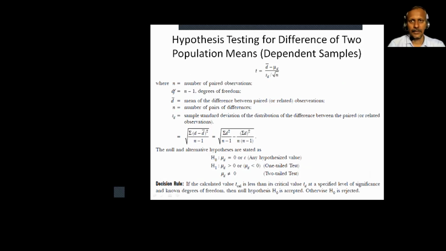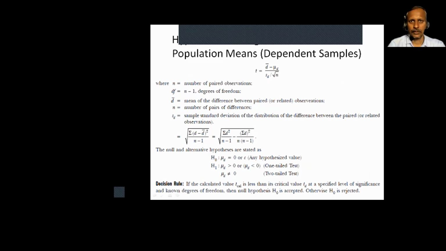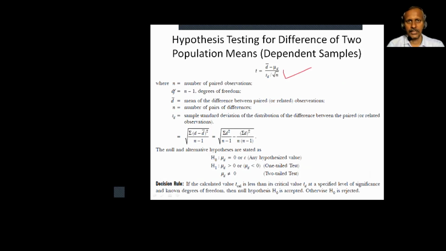And then finally, we have the paired sample t-test. For the paired sample t-test, the formula is t is equal to d bar minus mu d, whole divided by the standard deviation divided by the square root of n.